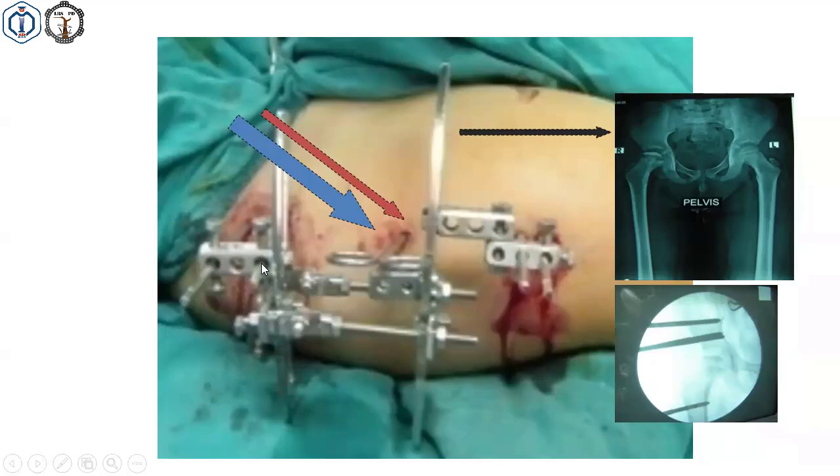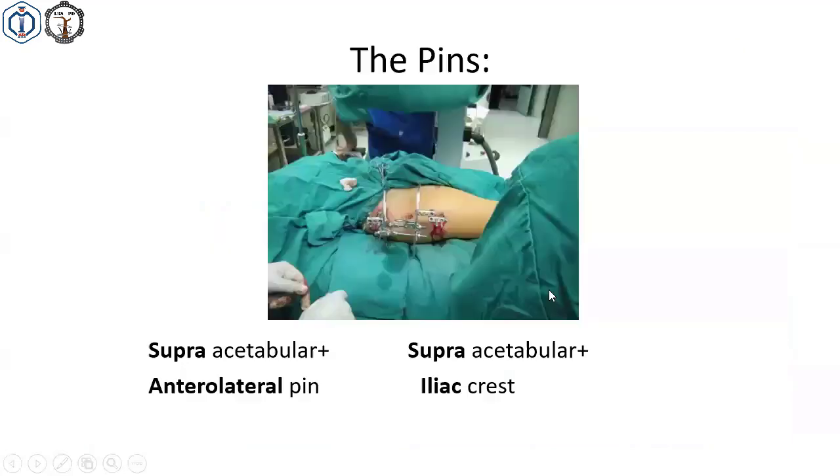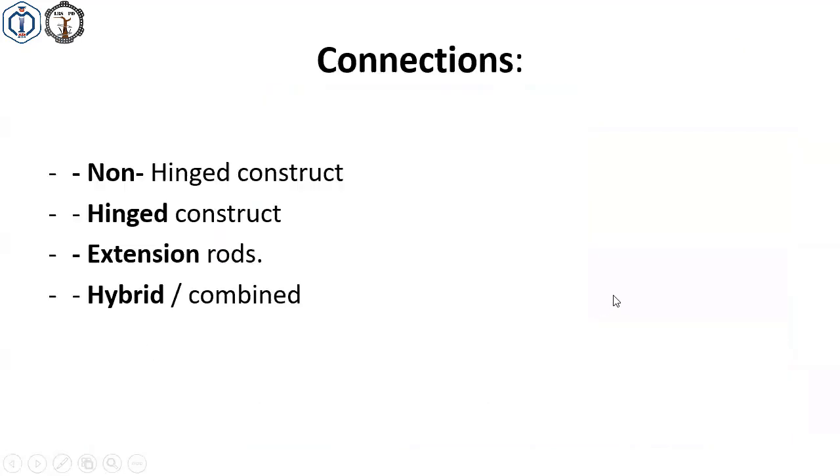Here there is one Schanz pin, and parallel to it another pin, and superior to them another pin. So we have three Schanz pins supra-acetabular, proximal to this arch, and for this arch we have one or two proximal pins and one or two distal pins at different levels, using the same technique. This is the final technique in the image intensifier before leaving the operating room.